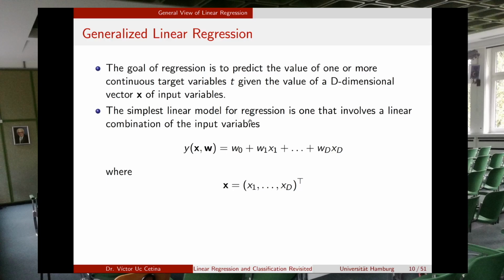The simplest linear model for regression is one that involves a linear combination of the input variables in this way: w0 plus w1 times x1, which would be the first component of the input vector, plus w2 times x2, which will be the second component of the vector, and so on. So we can store this x as a vector x.